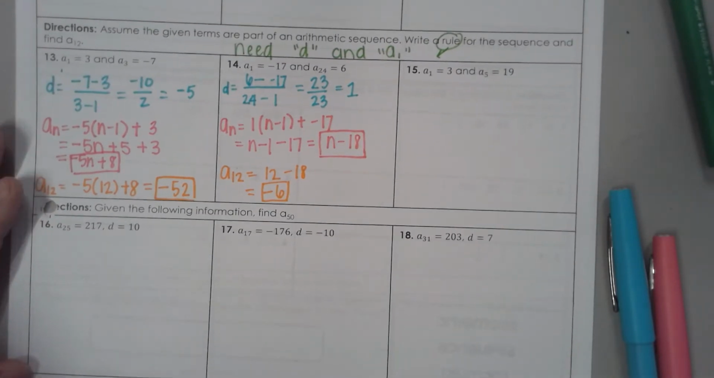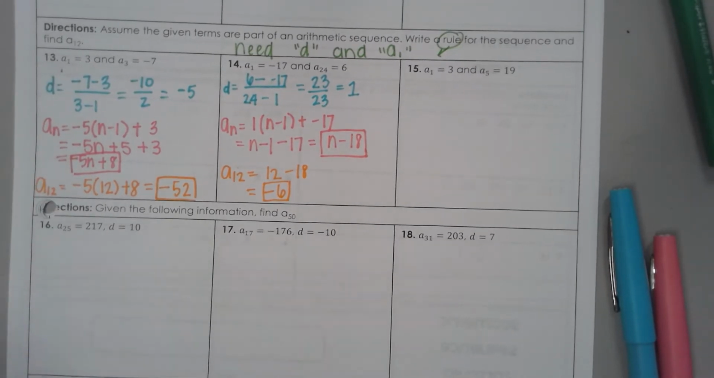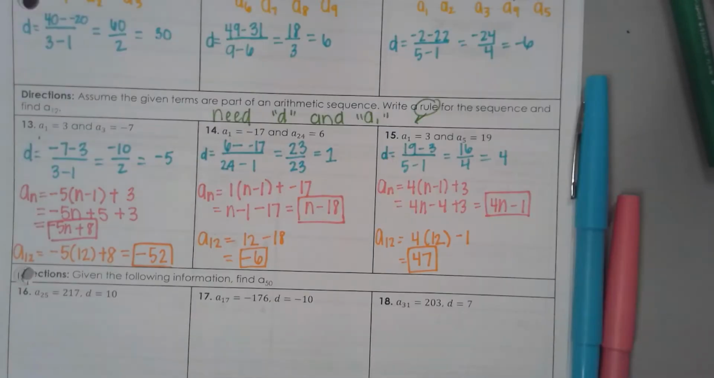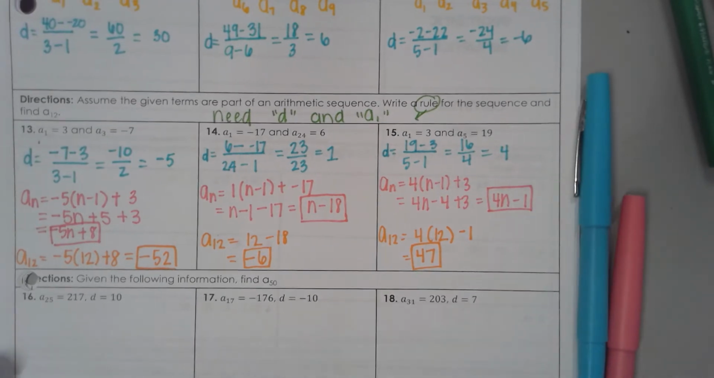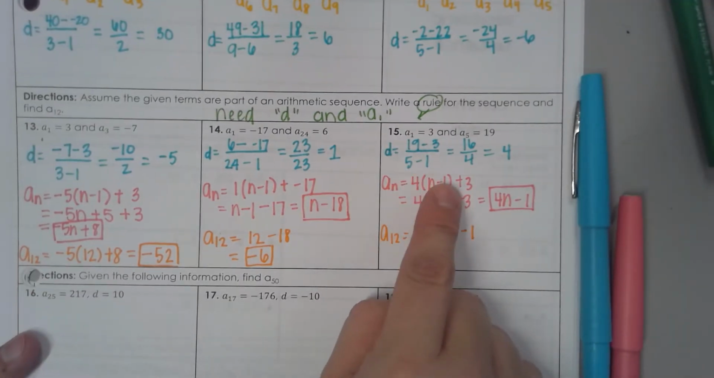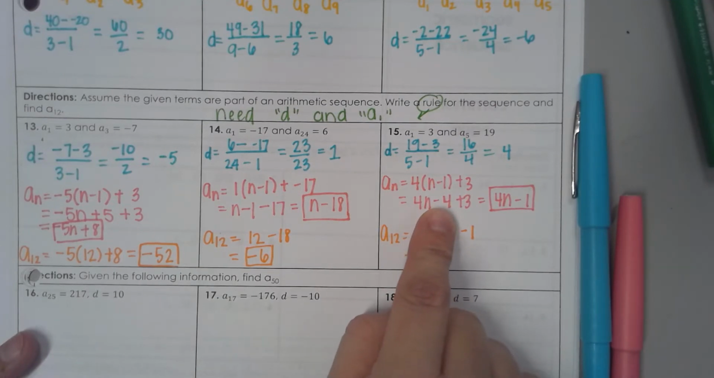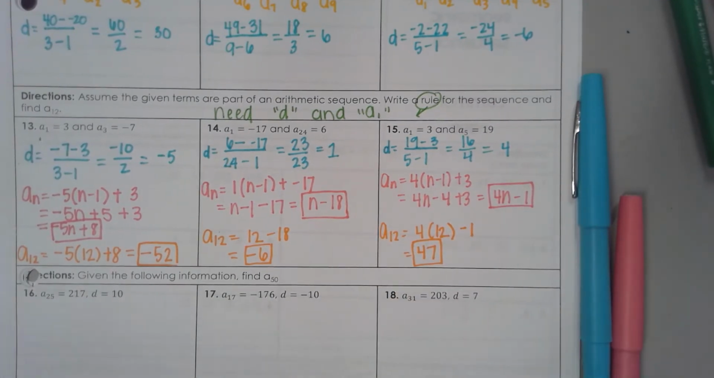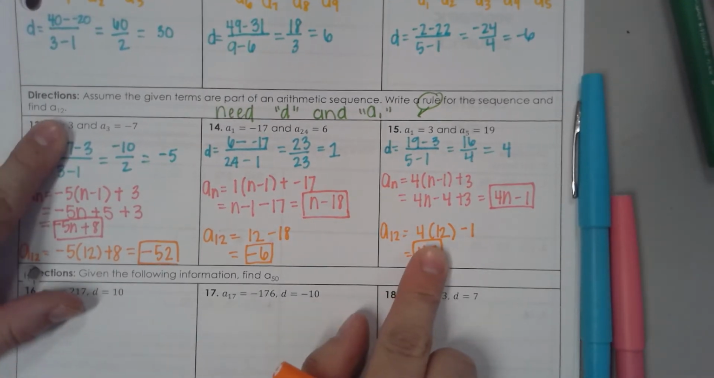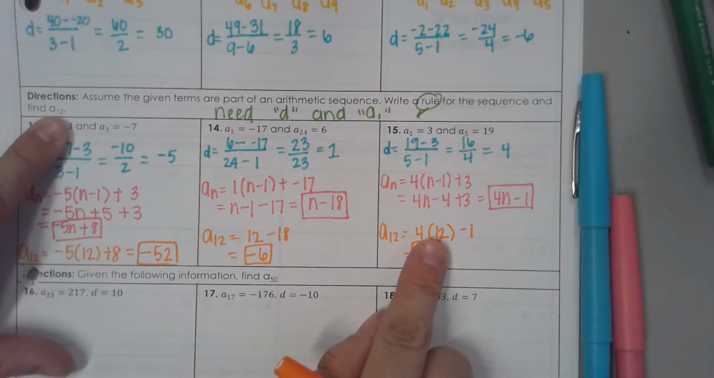Are there any questions? I want you to try number 15. So number 15, I saw a lot of people either not distribute, they just brought down the negative 1, or they put a plus 4 instead of a minus 4. So a lot of little things keep building on each other and your answer gets way off. And then it was specifically asking for the 12th term. So we plug in the 12 because that's the one it told us to find.